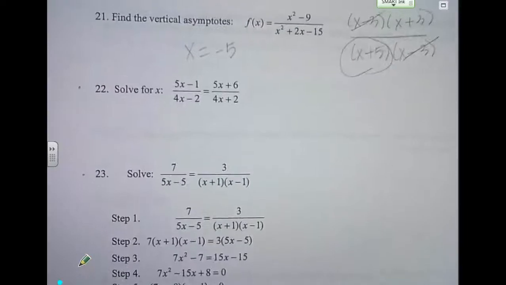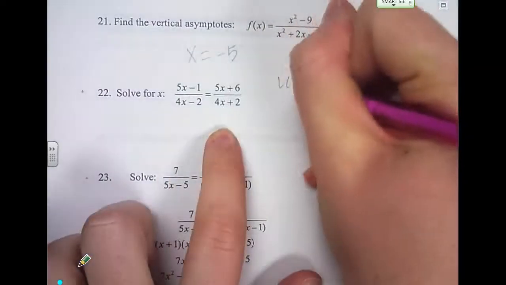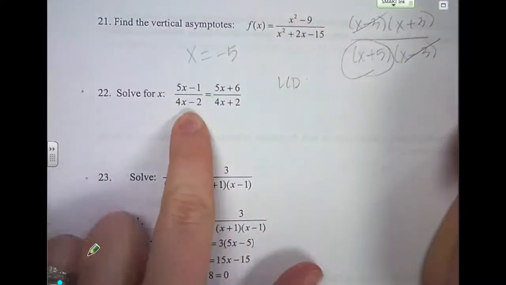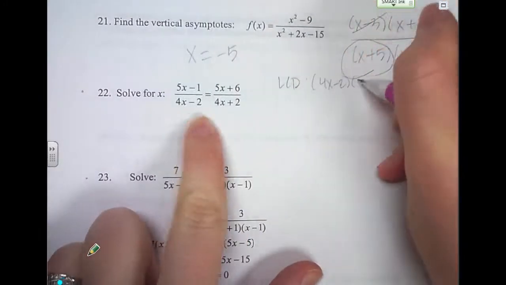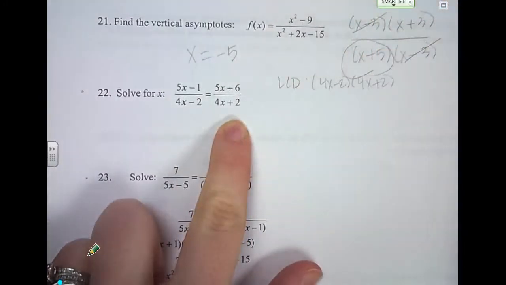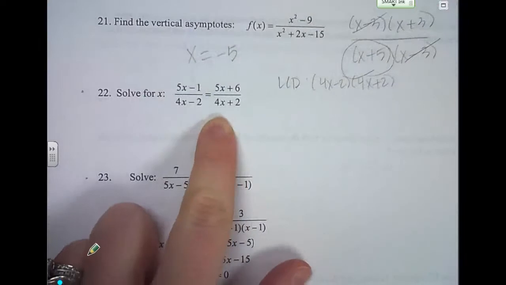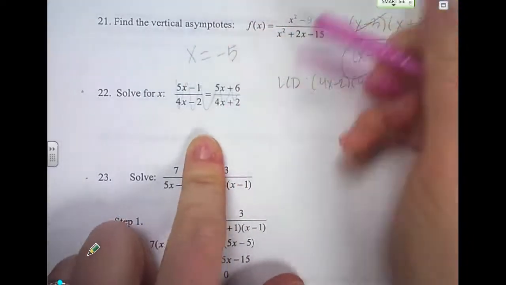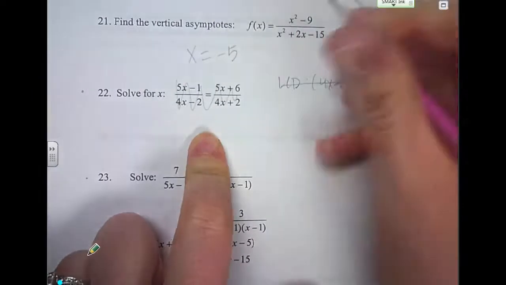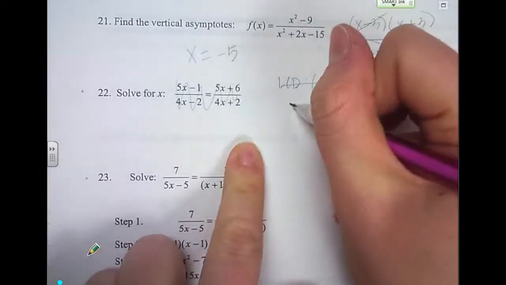Okay, number 22. Let's find the LCDs first. So be careful here because the LCD is different, or these two are different. So 4x minus 2, 4x plus 2. I wonder if that's an error. Let's do the one from the test. The one from the test that we had was, let me look.